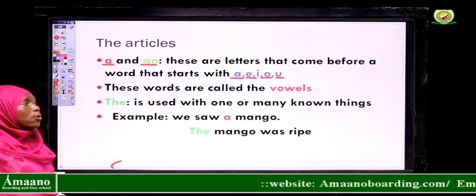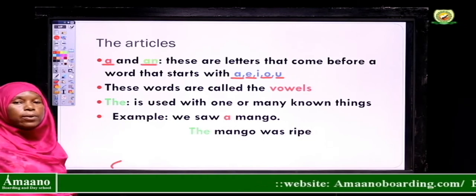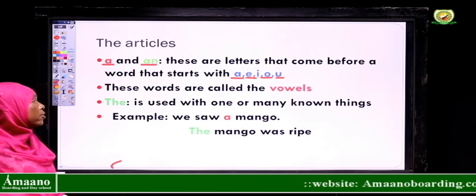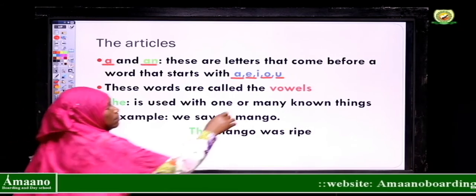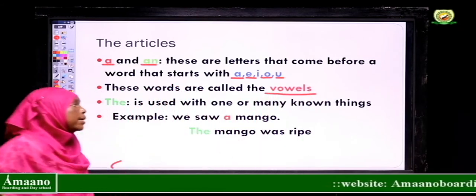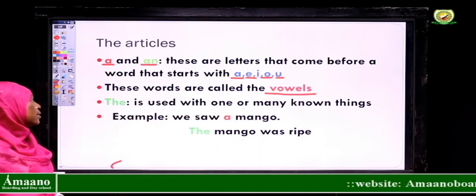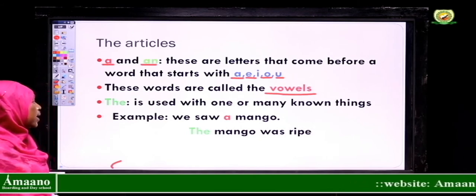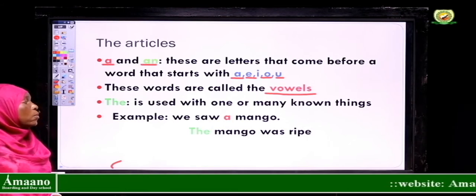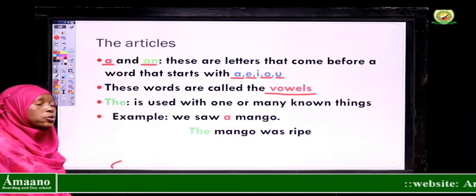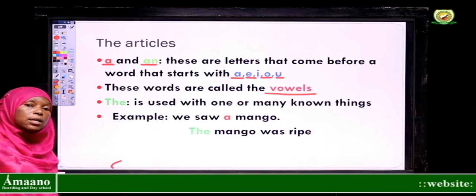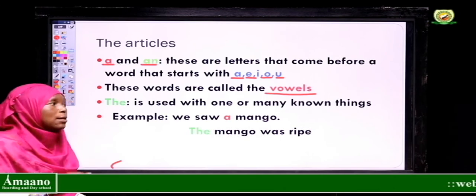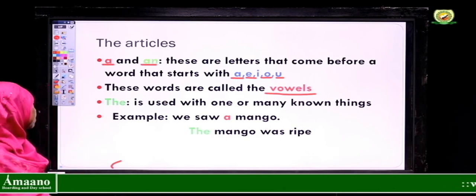These letters are called vowels. What are they called, children? They are called vowels. That's why we are underlining the main key words. Then, how do we use the in a sentence? We use the in a sentence by saying, we saw a mango. Which mango did you see? We saw the mango, because you're trying to describe that mango you saw somewhere.